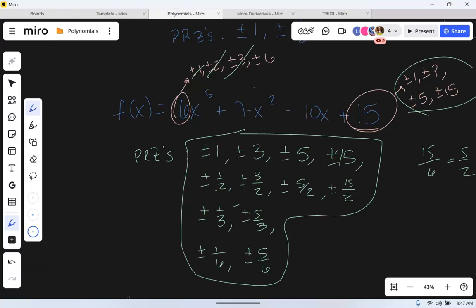That's a lot. But you see how it's harder whenever the numbers get bigger on the front and the back. All right, questions about listing the PRZs?